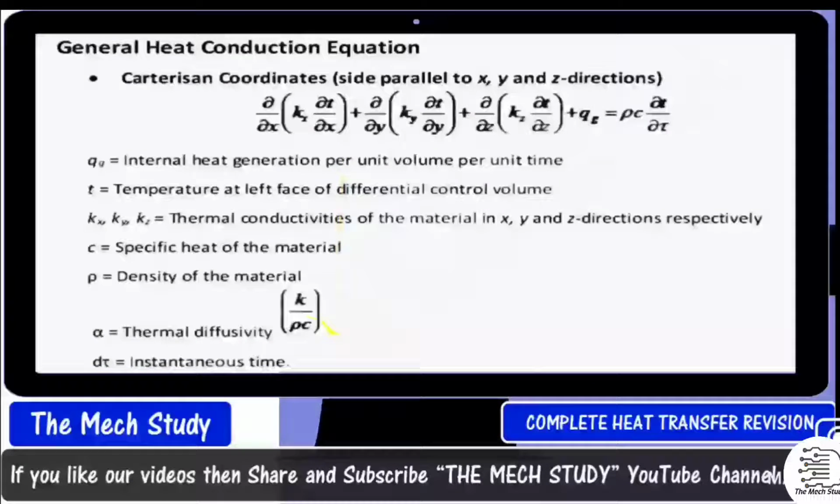Once you know all these terms, remember the Cartesian coordinate equation for general heat conduction. The equation is ∂/∂x of kx ∂T/∂x, plus ∂/∂y of ky ∂T/∂y, plus ∂/∂z of kz ∂T/∂z, plus qg equals rho c ∂T/∂τ. You need to remember the time dependent phenomenon. This is the x, y, z direction with the conductivity and direction of flow. All these things you need to remember before solving any heat transfer question.